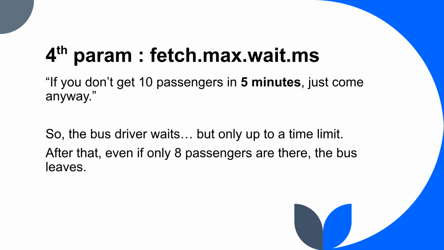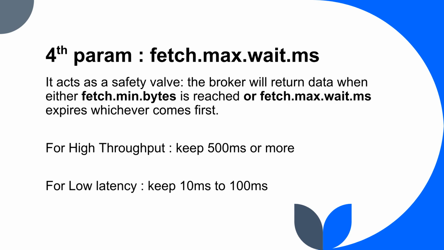The fourth parameter is fetch.max.wait.ms. This is the maximum time the broker will wait for fetch.min.bytes to be reached. The broker returns data after this time limit, even if the minimum bytes haven't been accumulated. In the real-world analogy, the bus driver waits, but only up to a time limit. After that, even if only 8 passengers are there, the bus leaves. This parameter acts as a safety valve. The broker returns data when either minimum bytes is reached or max wait expires, whichever comes first.